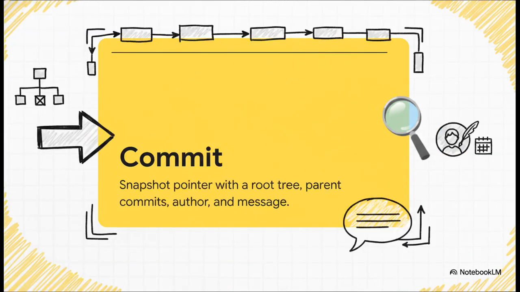Next up is the commit. And listen, a commit is basically just a full snapshot plus some metadata. It is definitively not a diff. It contains a pointer to a single root tree, which represents your entire project structure at that exact moment, along with metadata like parent commits, the author, the timestamp, and your commit message.